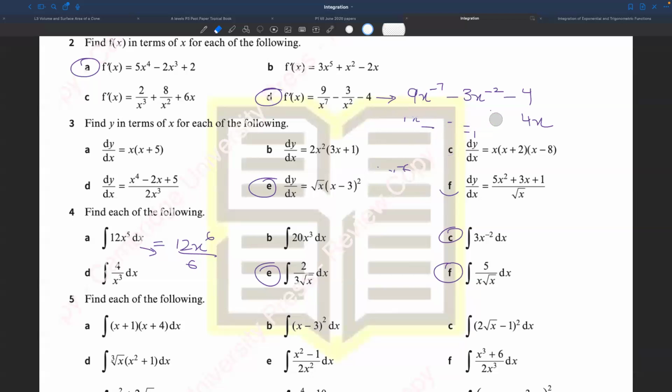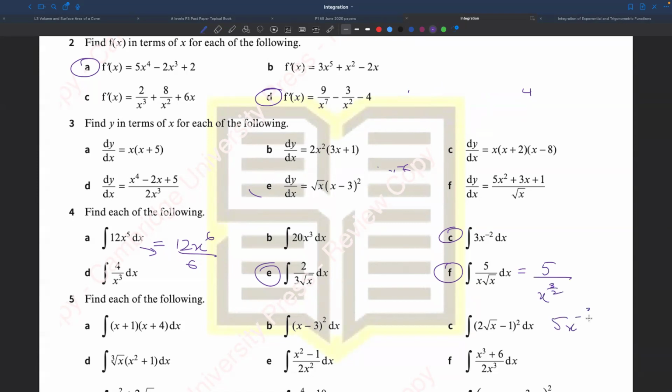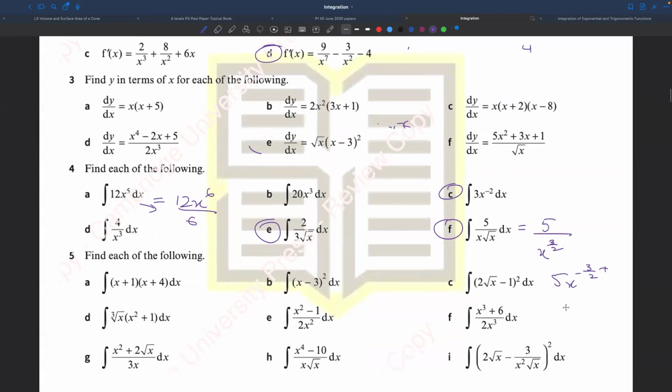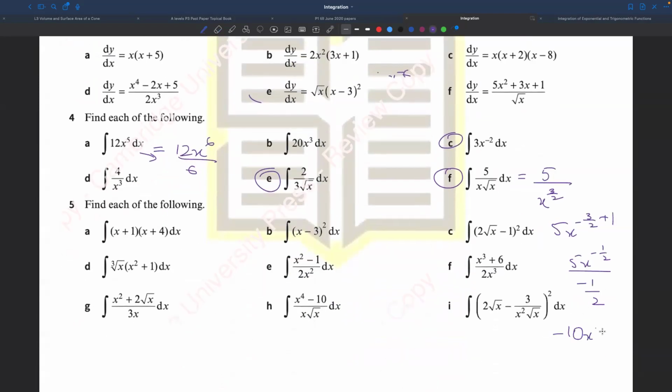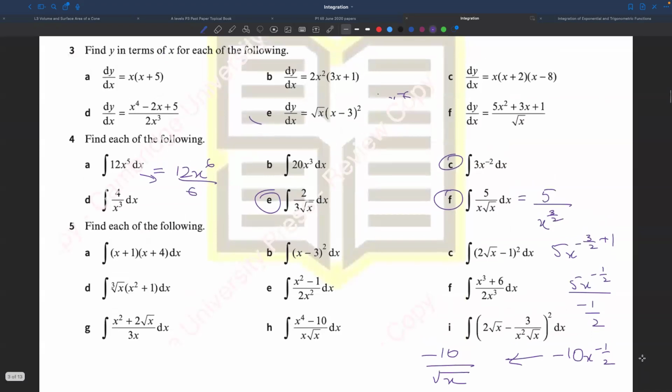Okay. With any of the other questions, you will first have to open up the bracket. Let's say for question number 4 part F, you will first write it as 5 upon x to the power what? This is 1.5, so 3 upon 2. Then this goes in the numerator, and then you increase the power by 1, that will become minus half, and then you divide by minus half. So minus 10 x power minus half, and you can also write this answer as minus 10 upon root x, it is the same thing.